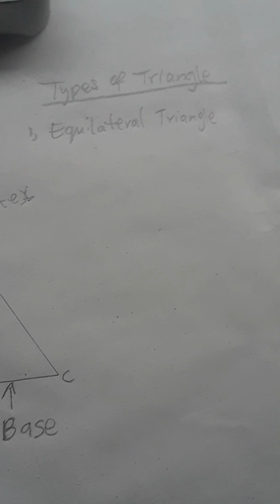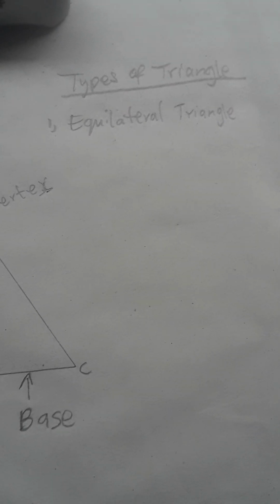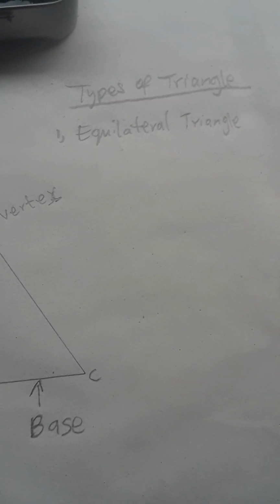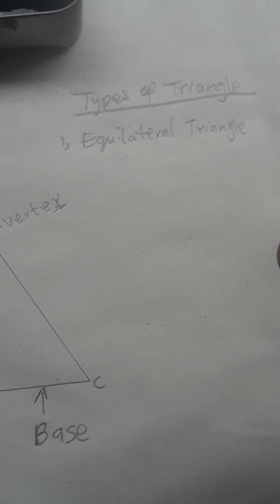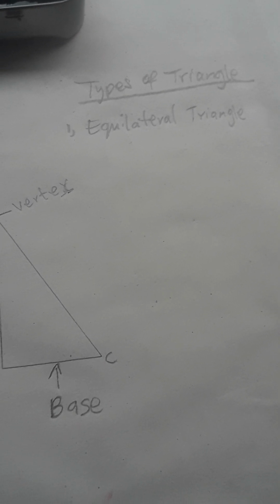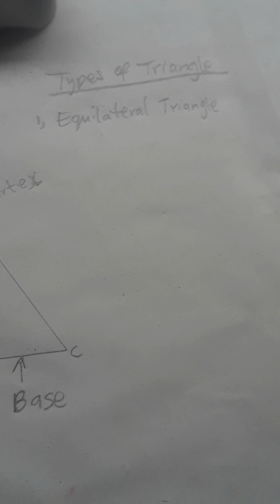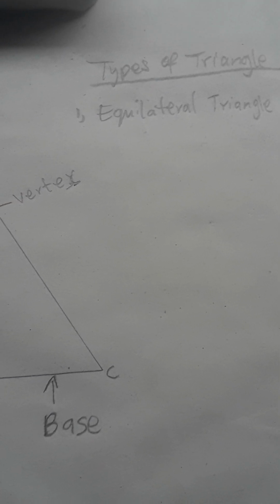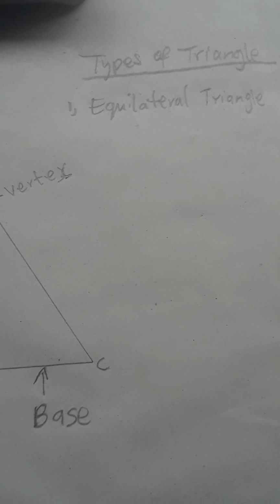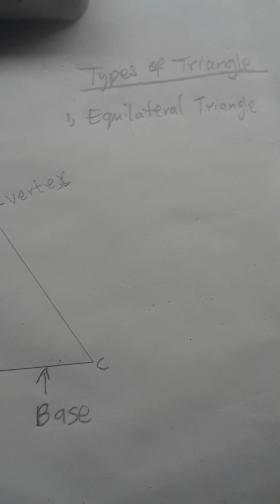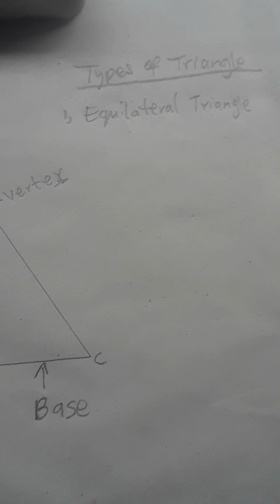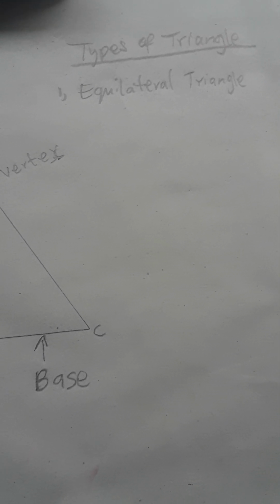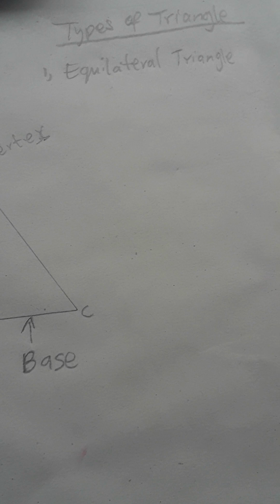Now, the equilateral triangle is one of the types of triangle. What is this equilateral triangle? The equilateral triangle is a triangle that has all its sides equal. Or you can also say it's a triangle when the three sides are what? Equal. If you don't want to define it that way, you can also say an equilateral triangle has three equal sides and angles. So what do we mean by that? It means that in an equilateral triangle, all the sides are equal.